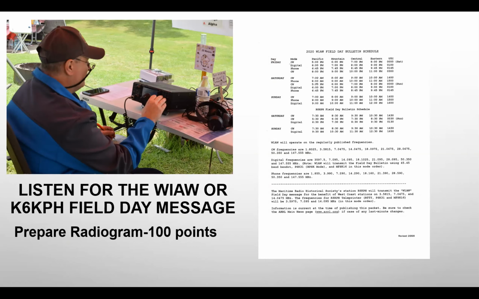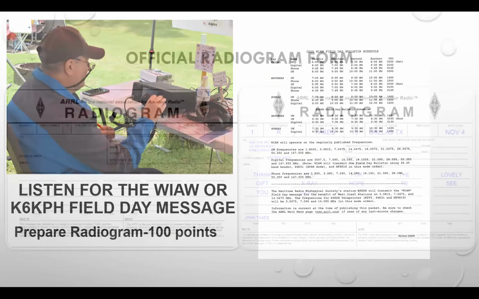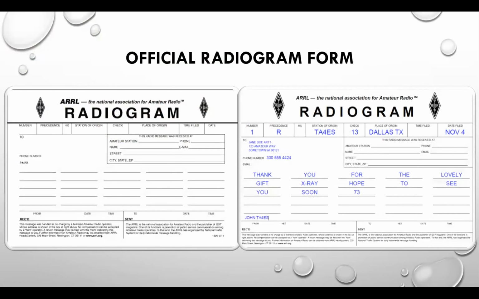This one is we're receiving it, we get the 100 points. And if anybody needs to know how to fill out a radiogram, I know how. But this is basically your blank one and then how it's supposed to be filled out to get your points.